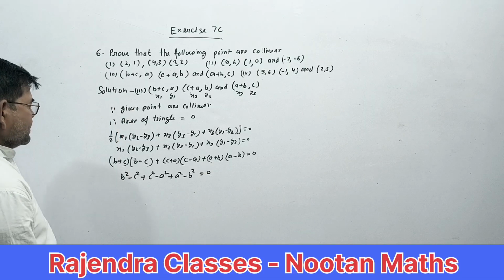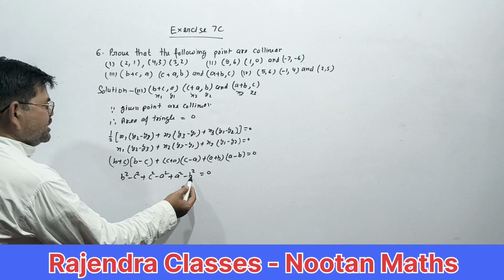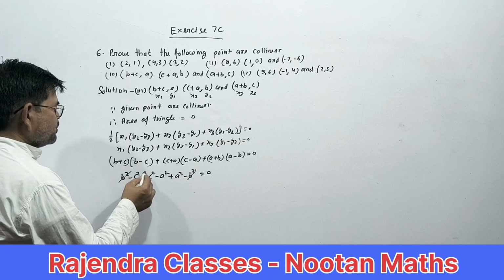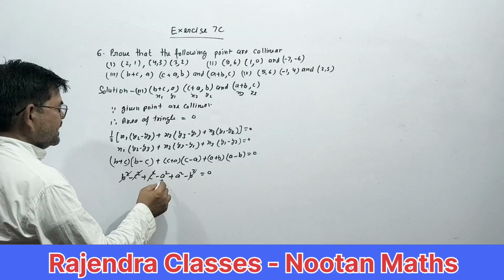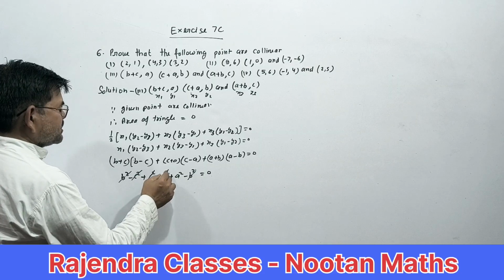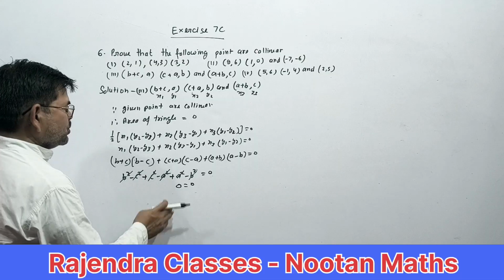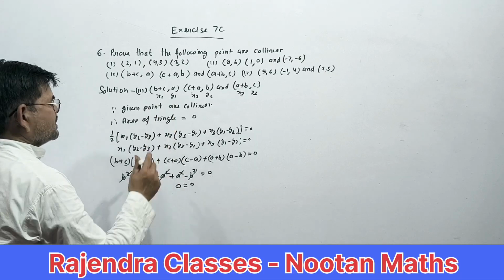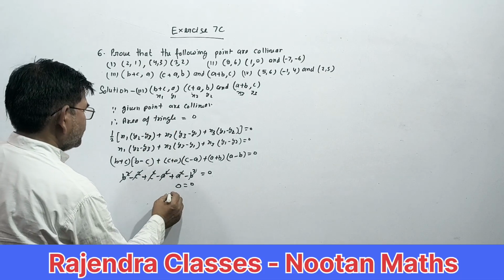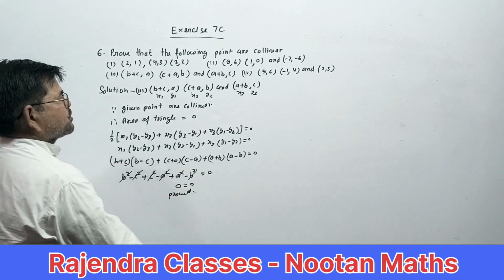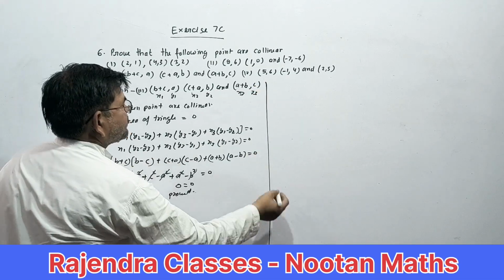We see here b is plus and b is minus, we cross. And c is minus, c is plus, we cross. A is minus, a is plus. Cross. Find 0 is equal to 0. So this is the given points are collinear proof. Next question 4.